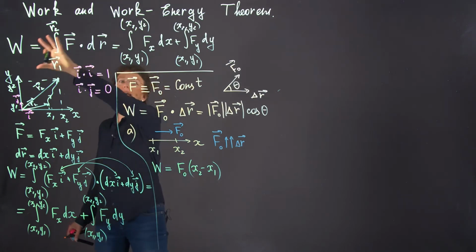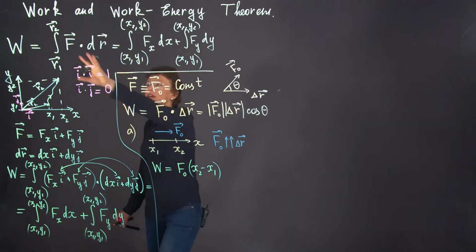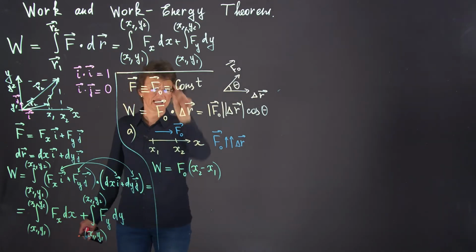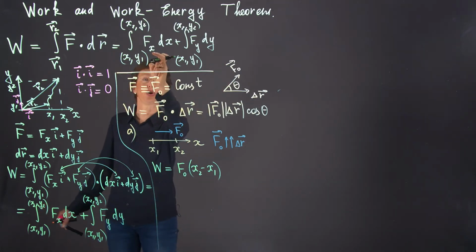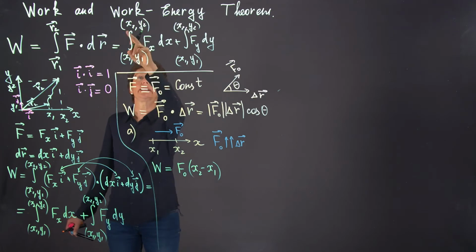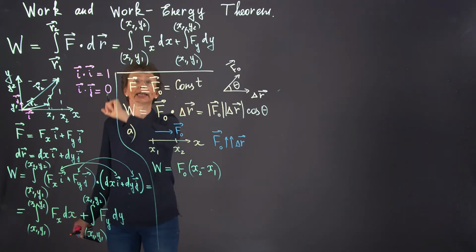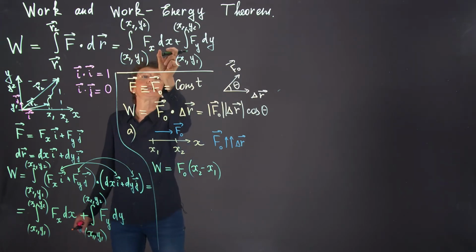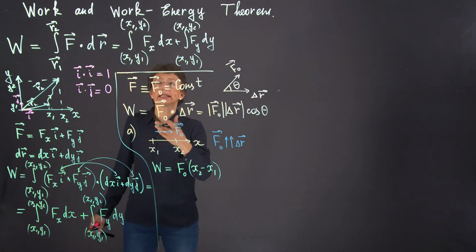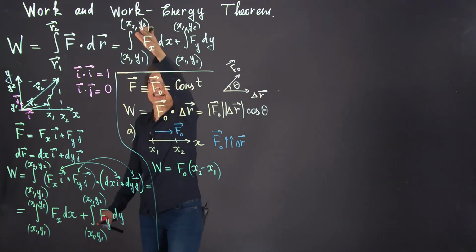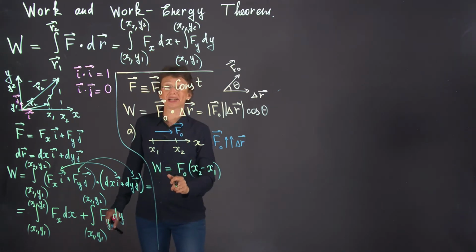Now let's look at our definition that always works. This is the general formula. So what is F sub x? It is F naught, and it is constant. Since it is constant, I just take it out of this integral. What is integral dx? It is x, and limits will give me x2 minus x1.